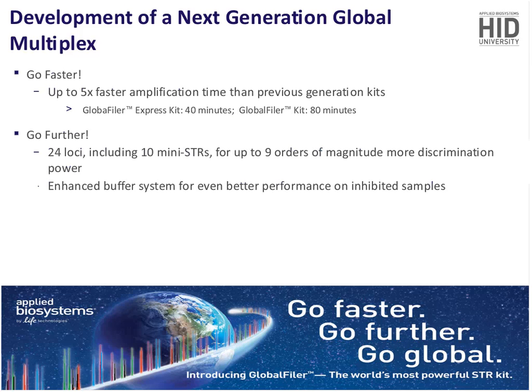We want you to be able to go further with the data that you're able to get. The 24 loci is a large number, but with those 10 mini STRs, enabling you to get more information from those degraded samples and putting everything together can give you up to 9 orders of magnitude more discrimination power, dependent upon the population group that you're looking at. That's a huge step up in terms of discrimination for all of the forensically relevant loci contained within the system. And on top of that, we've been able to develop an enhanced buffer system for even better performance on inhibited samples, again, allowing you to bring back more information from each sample and reduce the number of partial profiles you may have to deal with.